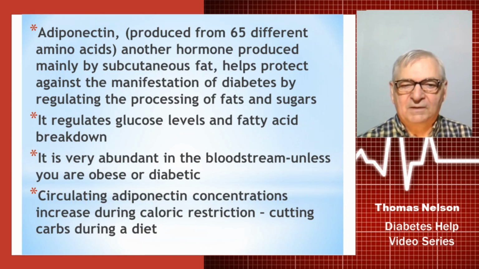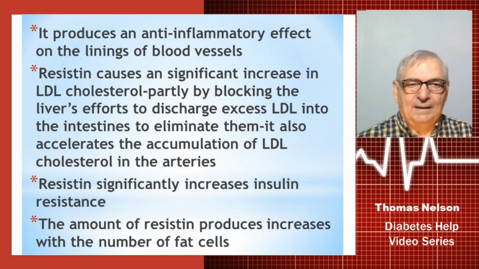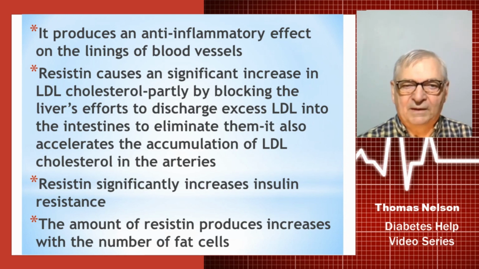That means if you cut back on the number of carbs that you eat every day and the amount of food that you eat every day, you're going to increase the circulation of adiponectin concentrations. It also produces an anti-inflammatory effect on the linings of your blood vessels, which is very important.